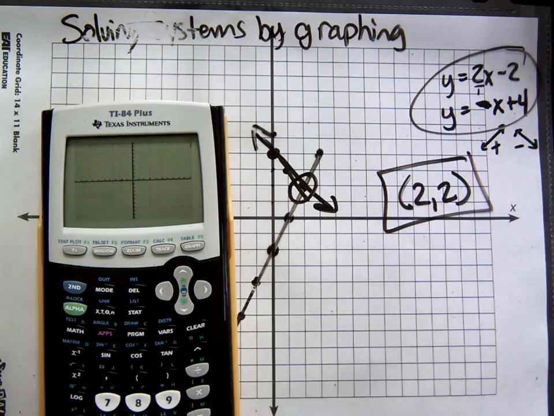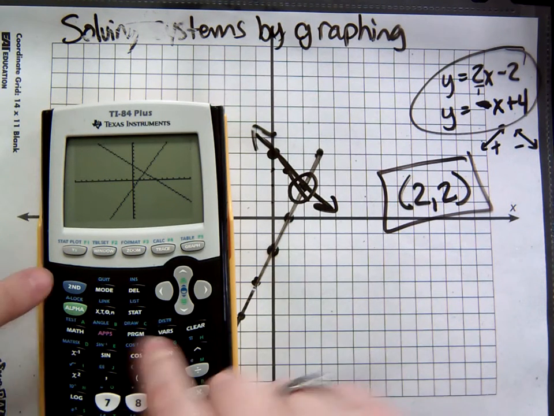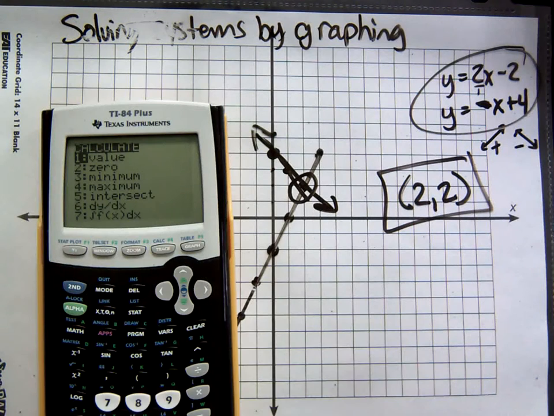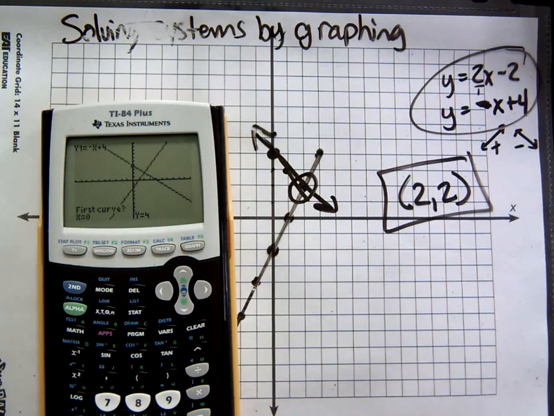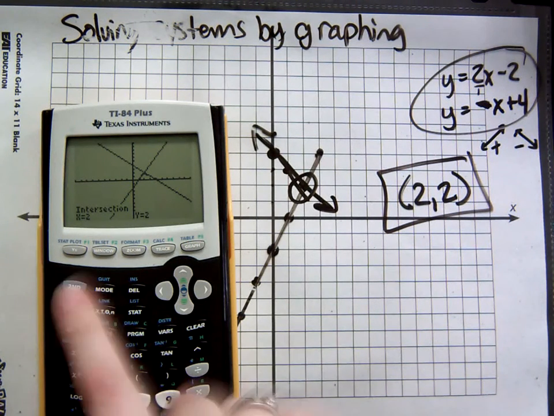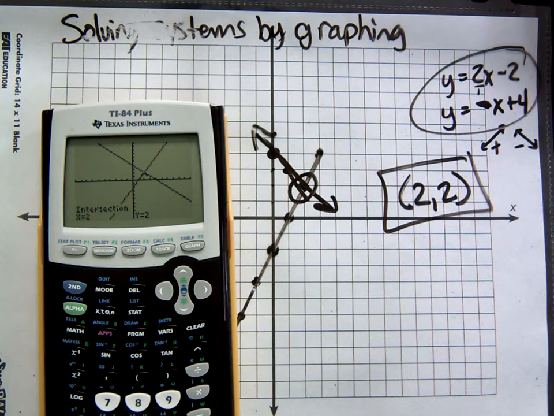You can also look at your graph. If you go second trace and select number 5, enter for the first curve, enter for the second, enter again to guess. It'll give you the intersection. So you can also graph it like this.